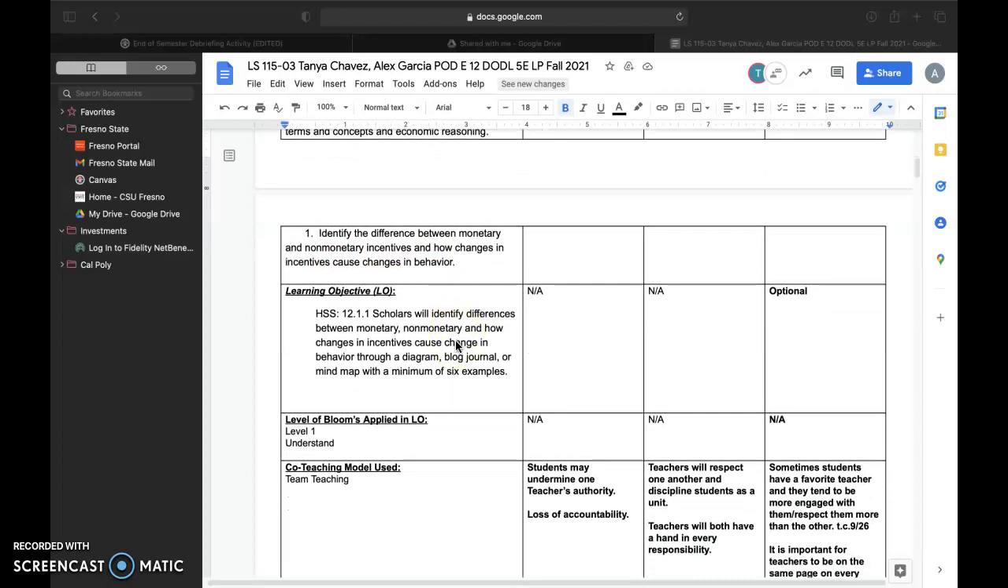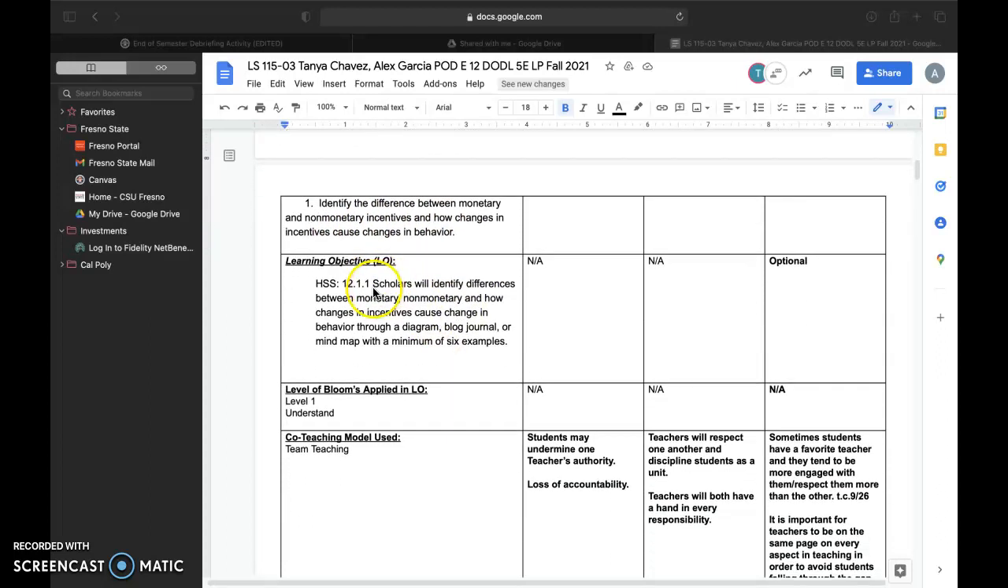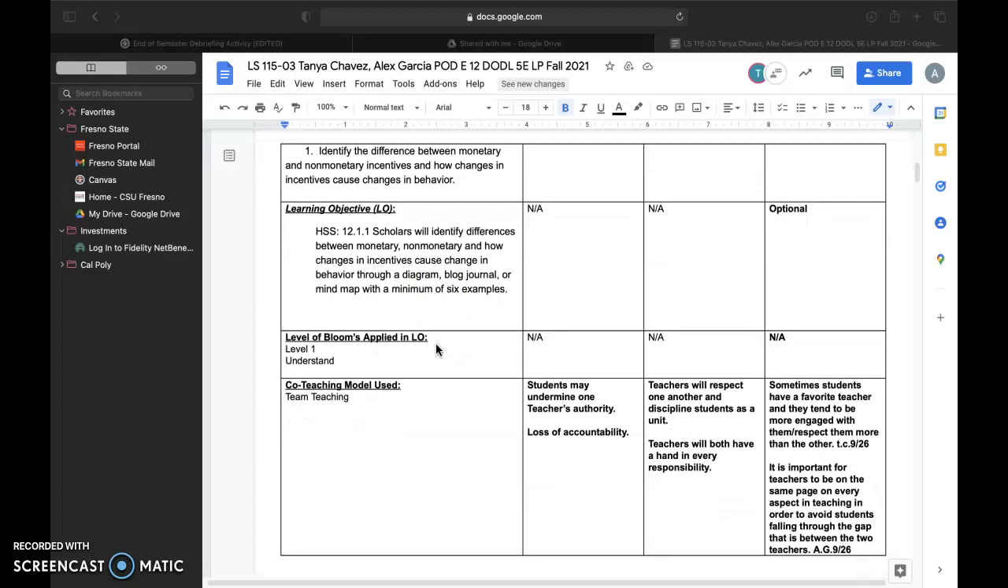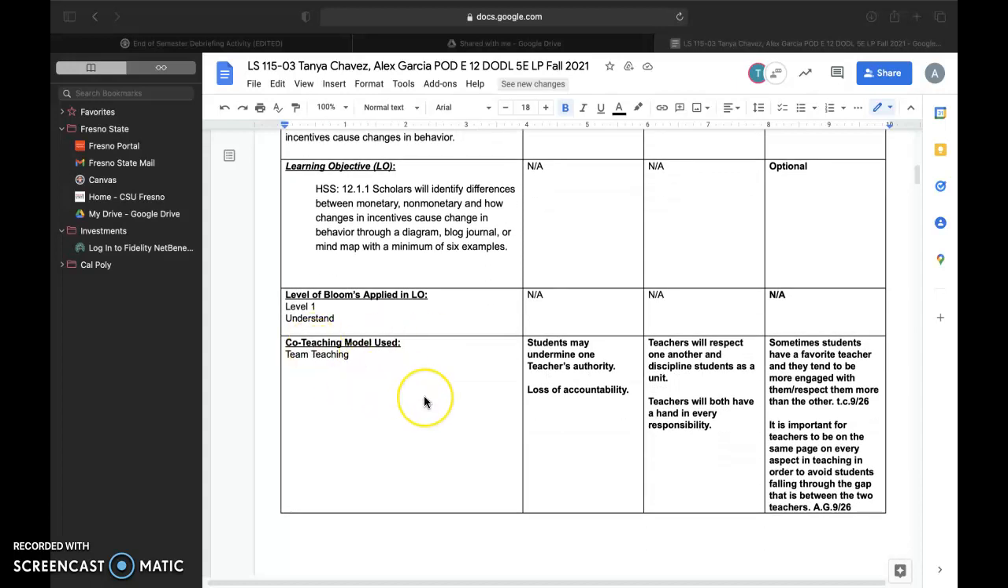changes in behavior. The learning objective we came up with was scholars will be able to identify differences between monetary and non-monetary incentives, and how changes in incentives can cause change in behavior through a diagram, blog journal, or mind map with a minimum of 6 examples. The level of Bloom applied is level 1, which is understand, and the co-teaching model we used was team teaching.